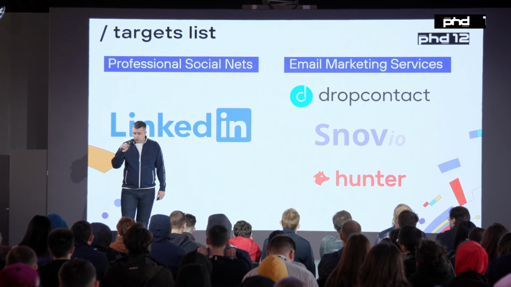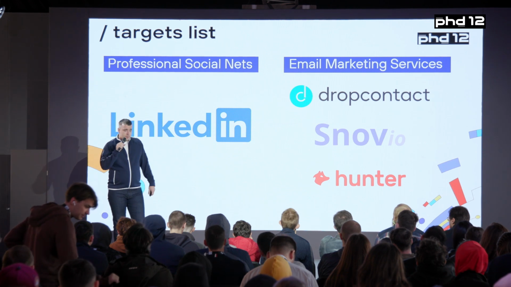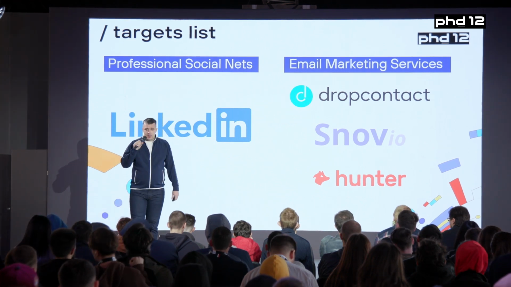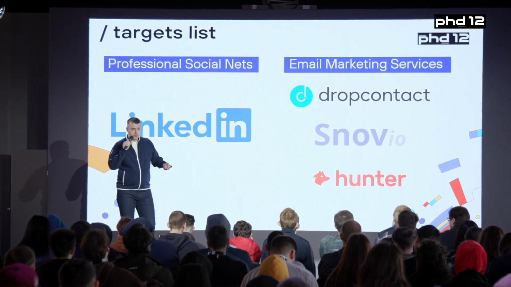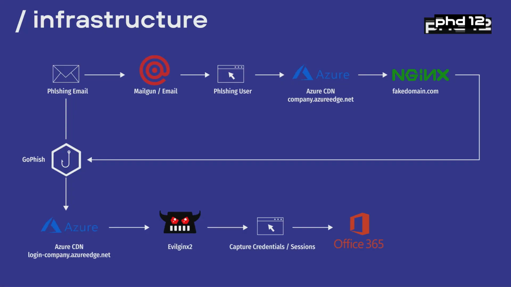Next, you can use email marketing services like Snov.io and Hunter. So this way you can collect the email addresses of your potential targets. And then you may want to validate them, because naturally not all accounts will be active. And some accounts will be used as a multi-tenant or a family account.